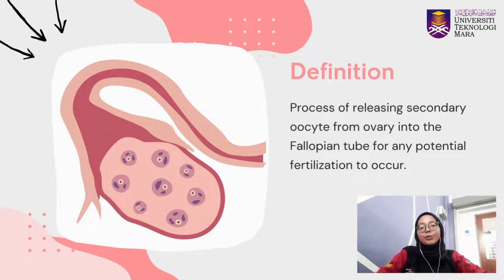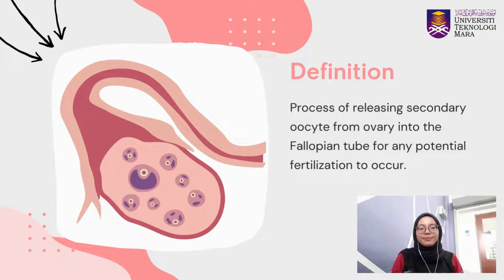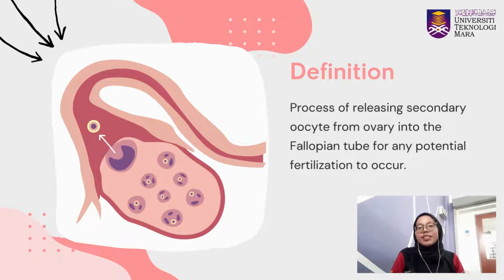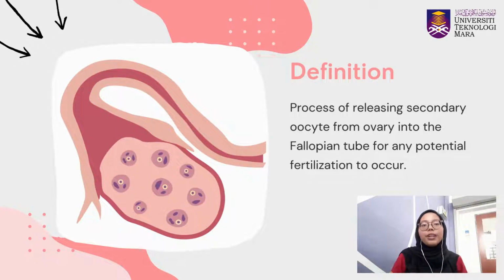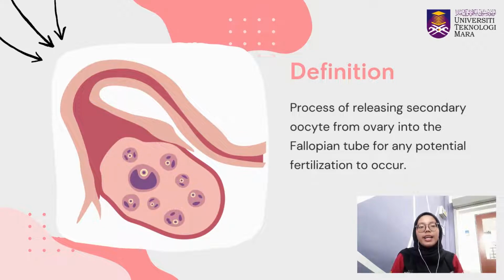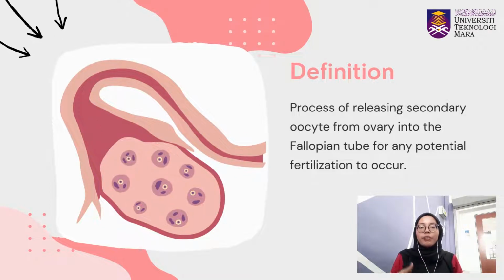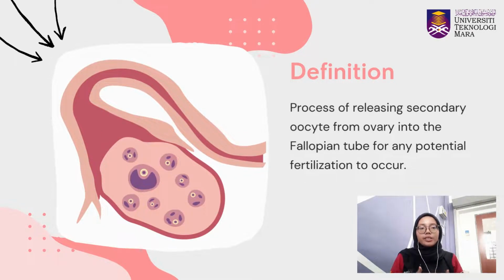2020605.26. So today our group will explain about chapter 6, ovulation. So what is ovulation? Ovulation is actually a physiologic process defined by the rupture of Graafian follicle and release of secondary oocyte from the ovary into the fallopian tube for fertilization to occur.